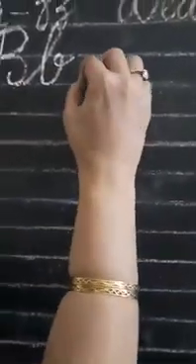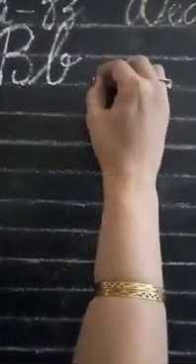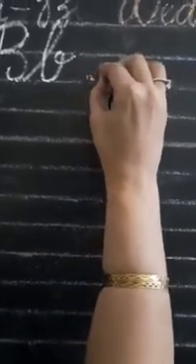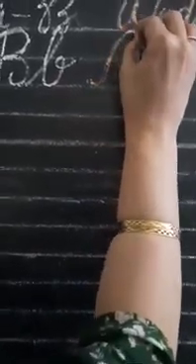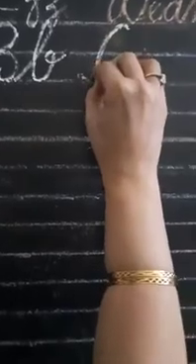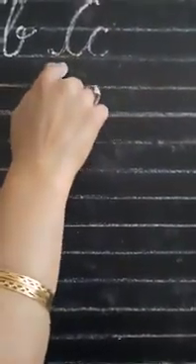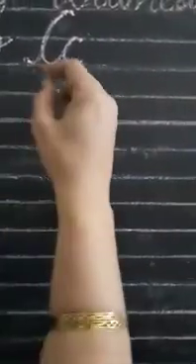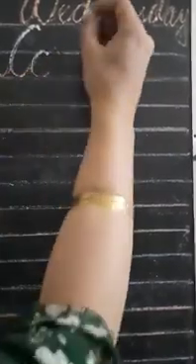Okay, now after joining B, it comes joining C. For joining C, take a tail, go up, come back and go up and make small C, touch lines properly. Okay, what is this? This is joining C. Now, after joining C, what comes? Yes, you tell me. Yes, it comes joining D.